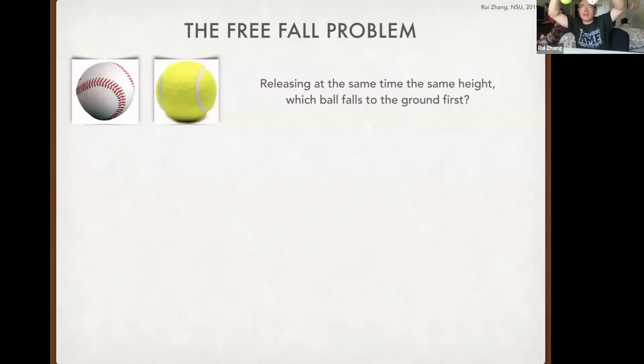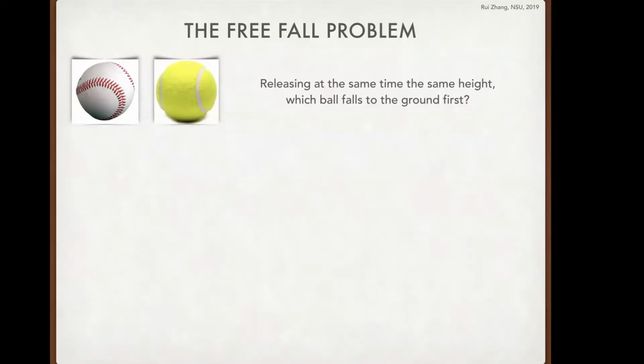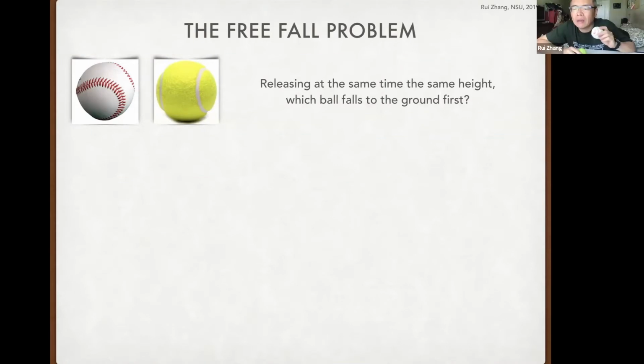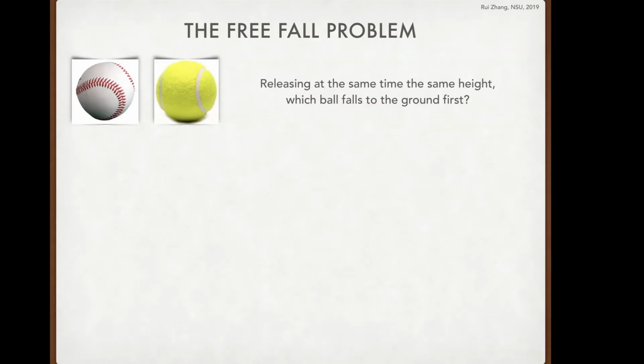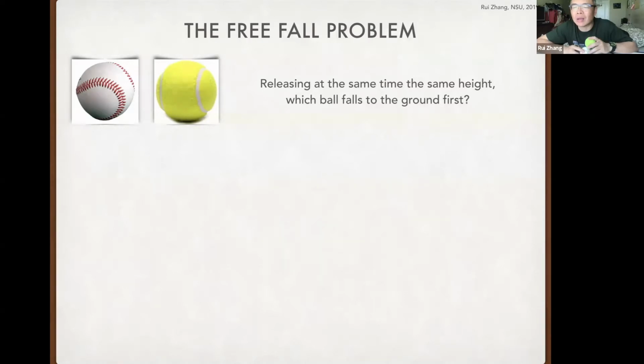Same height, same time. Which ball falls to the ground first? So what do you guys think? Baseball. Again, go ahead. The baseball, it weighs more. Baseball, okay. Anybody else? It'll fall at the same rate. Why? Because weight doesn't determine how fast something falls through gravity. Or gravity doesn't affect it any differently. Anybody else? Anybody think the tennis ball would fall to the ground first?